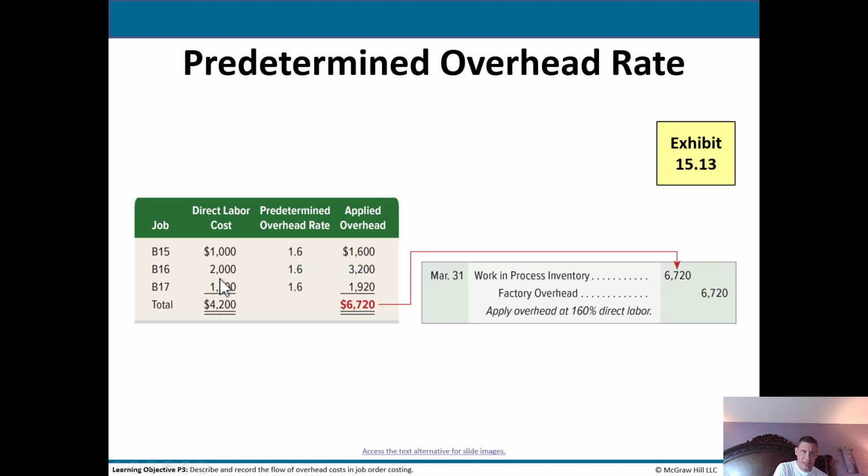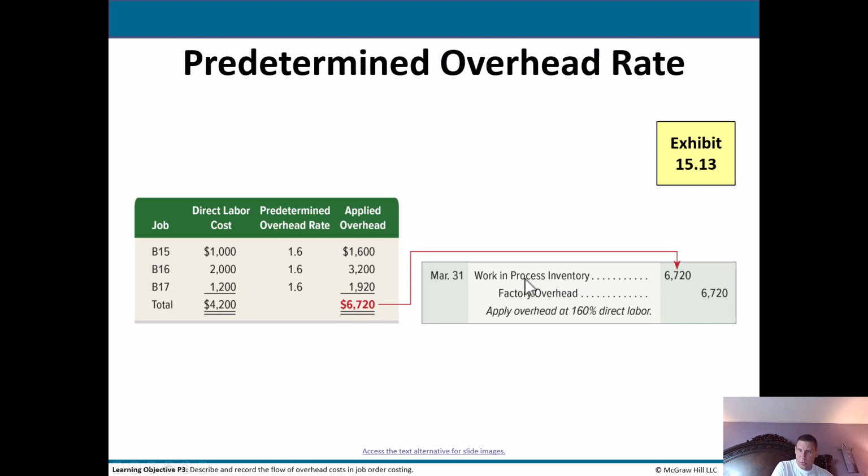And then for B16, now it's 2,000 labor hours. So again, times 1.6, if they work 2,000 labor hours, they're going to apply 3,200 to cover the overhead. And then for B17, finally, they worked 1,200 labor hours for that one, times 1.6, so they applied 1,920. So if you add the total amount of applied overhead, it's going to be 6,720. That's, of course, these three added together.